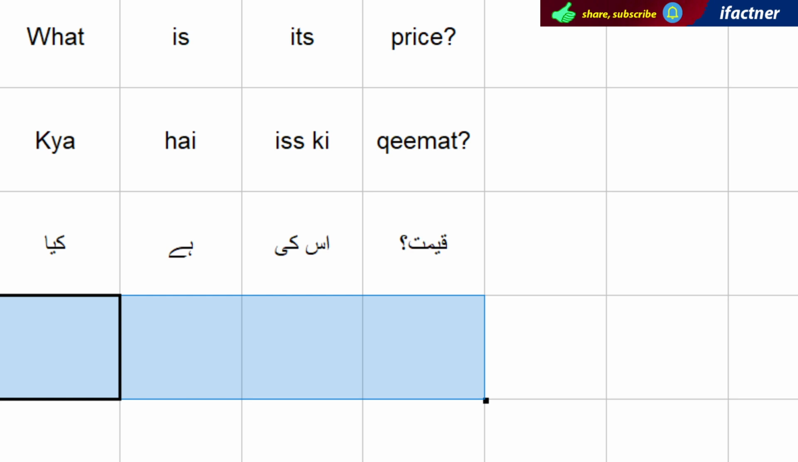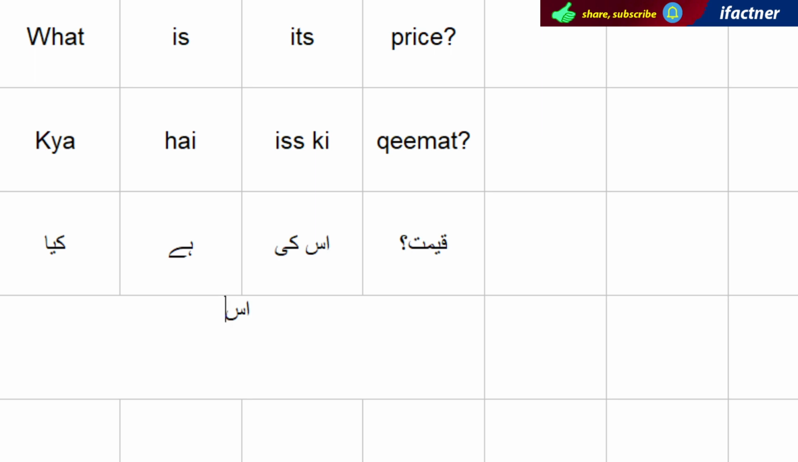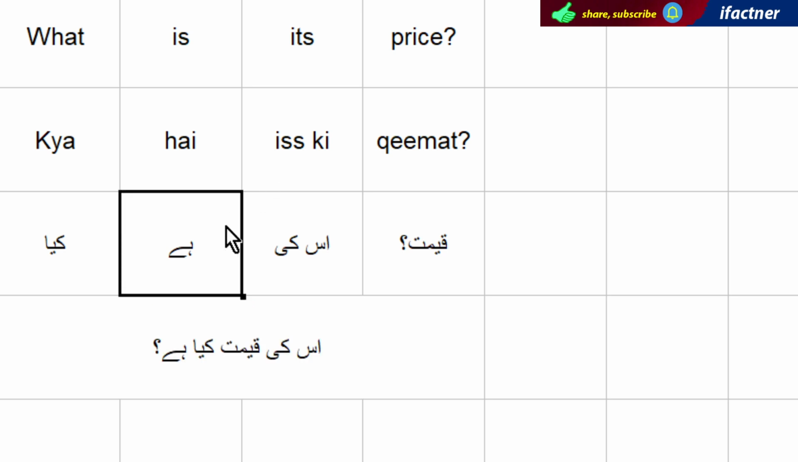But in Urdu we will form the sentence with इसकी, with the subject which is इसकी. Is and की कीमत, काफ ये मीम ते कीमत क्या, काफ ये अलिफ क्या है, हे बढ़िए, इसकी कीमत क्या है. Now let's see how do we write this sentence in Urdu.